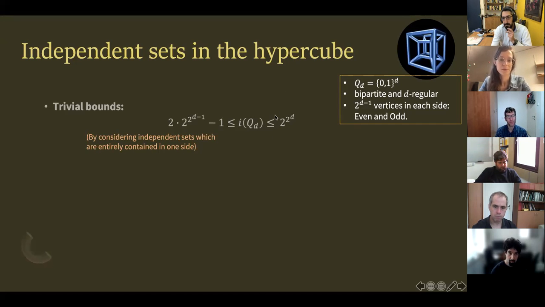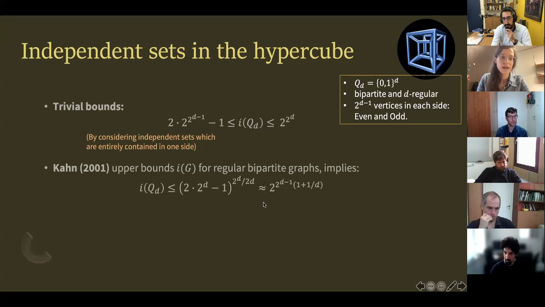So let's start by improving the upper bound. We have the result of Kahn, which is true for every d-regular bipartite graph, and also for the hypercube. Using the result of Kahn, we get something better than the upper bound. It looks more similar to the lower bound, but still quite far. I just remind you that d is tending to infinity, so there is still a big gap here.